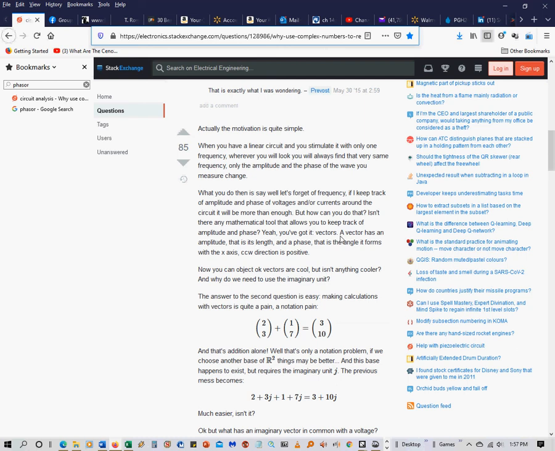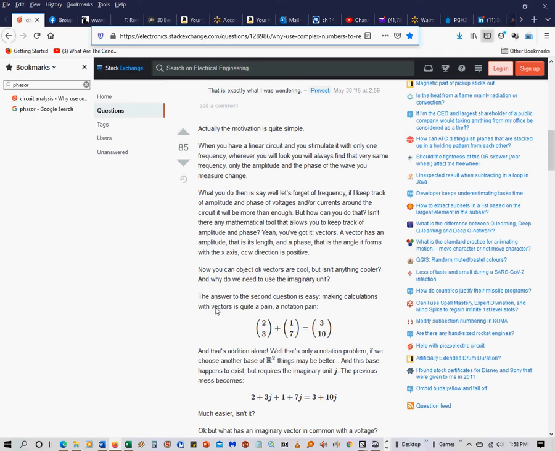So you use vectors. A vector has an amplitude that is the length and a phase that is the angle it forms with the x-axis. Counterclockwise direction is positive, so as it goes around from the zero angle, it becomes positive. Okay, vectors are cool, but is anything cooler? And why do we need to use the imaginary unit?